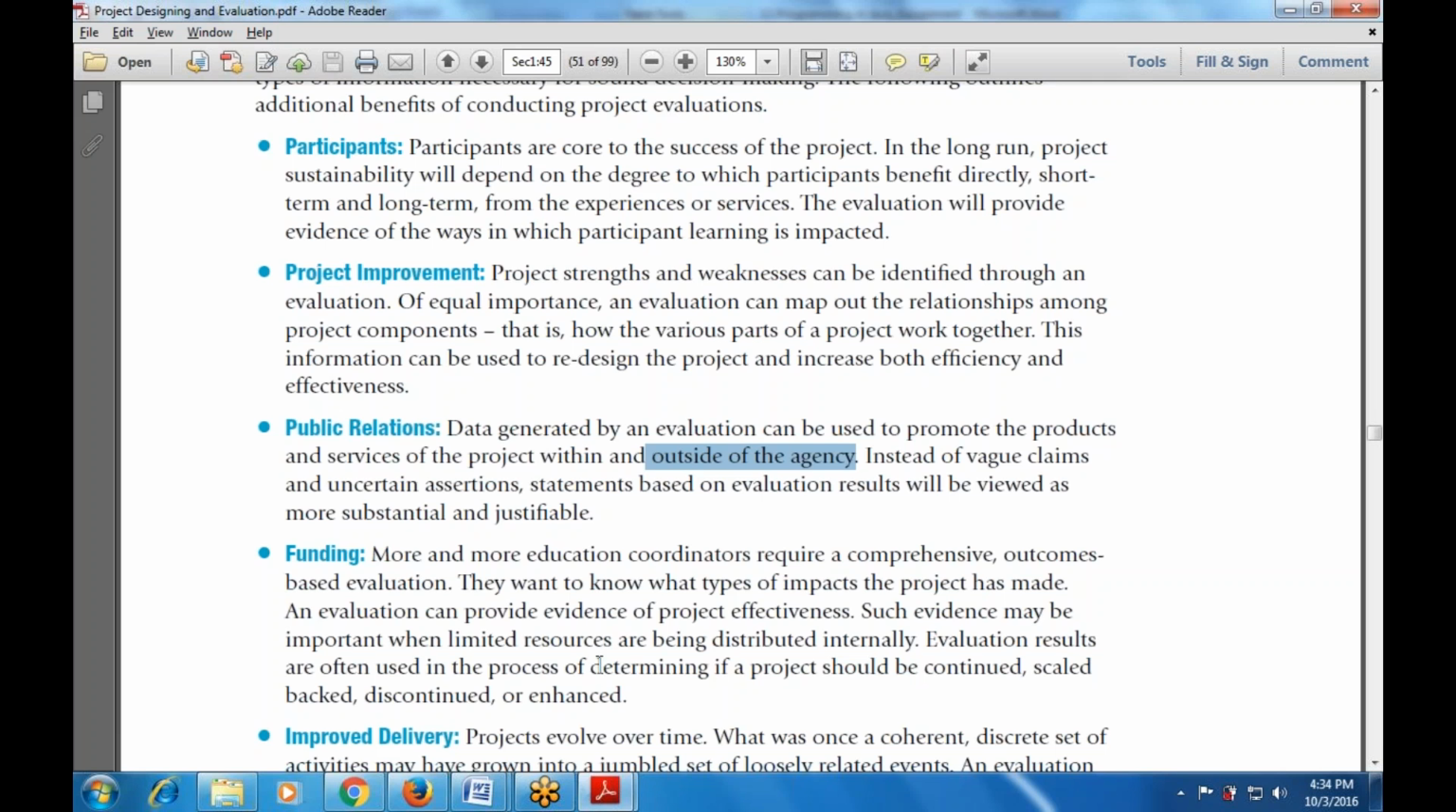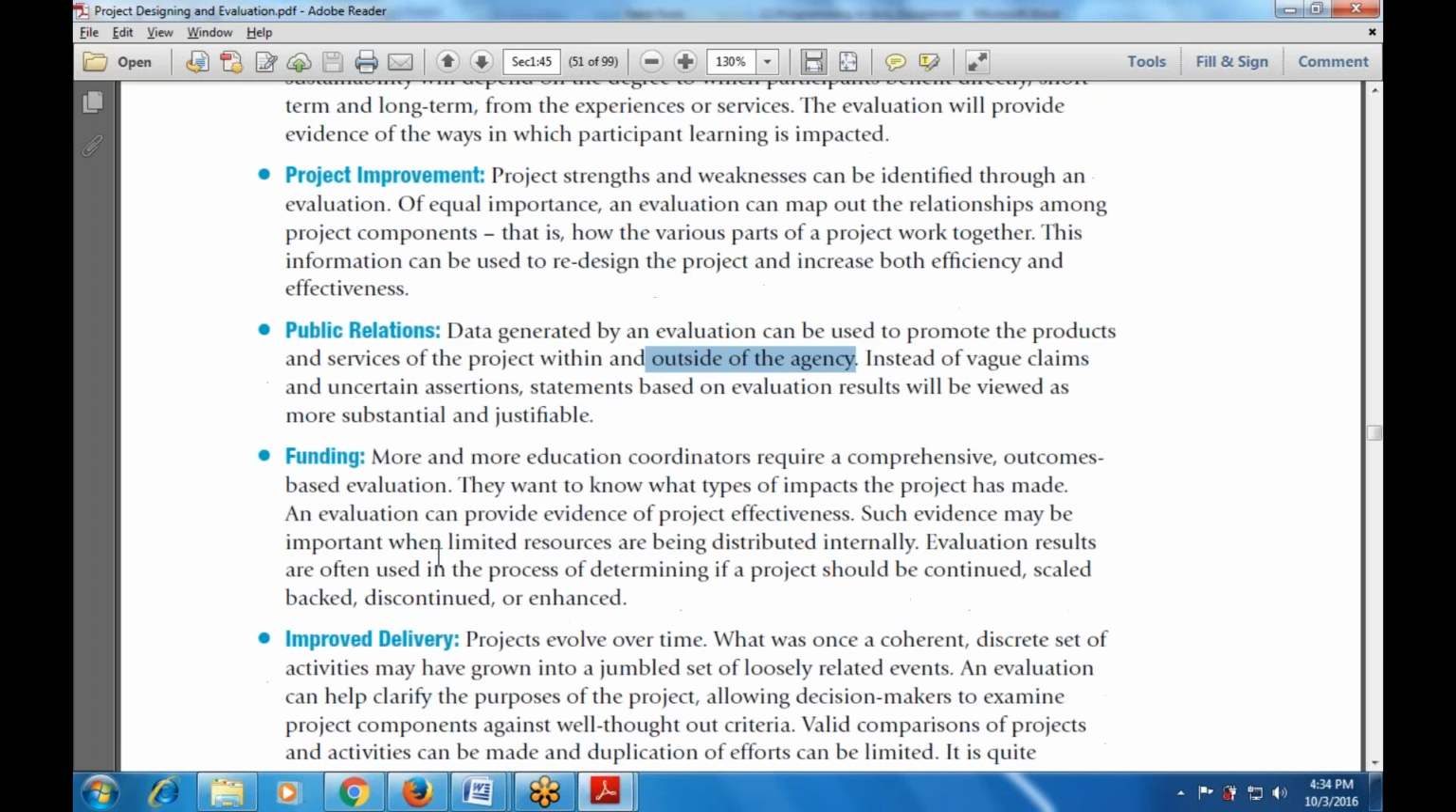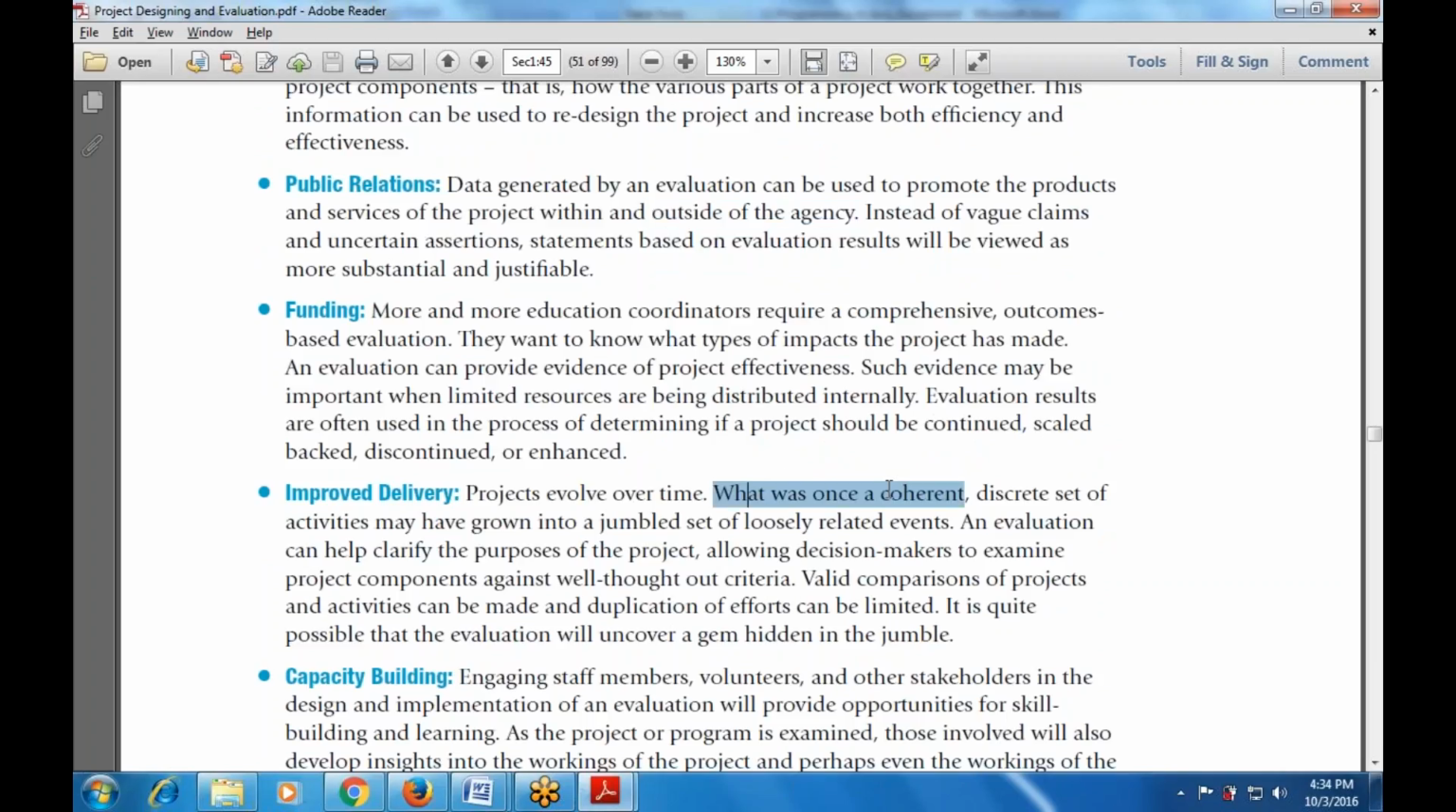The next one is improved delivery. Whenever we are using project evaluation, that can also improve the delivery. Projects evolve over time. What was once a coherent, discrete set of activities may have grown into a jumbled set of loosely related events. Evaluation can also help clarify the process and how the criteria will be used. What is the main criteria for judging, so that valid comparisons of projects and activities can be made, and the duplication of efforts can be limited.